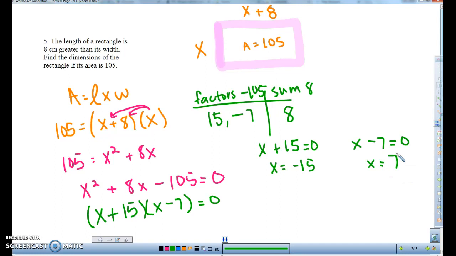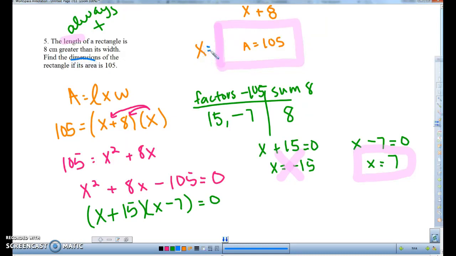Now the question is, it didn't say positive or negative in the problem, but it kind of did because we're talking about length. Can a length of something ever be negative? No. So, length is always positive. So I'm going to go ahead and cross out that negative 15, and we'll go with x equals 7. And that's just my width. So it's important to remember that we're asking for both dimensions.